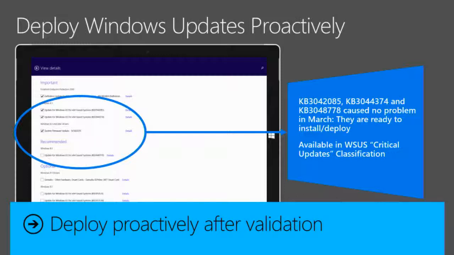We would like for you to deploy these proactively. Validate them while they're optional. Once they go recommended, once they show up in the critical update category in WSUS and SCCM, deploy them proactively. I know that's a big ask. I know today a lot of you only deploy security updates.